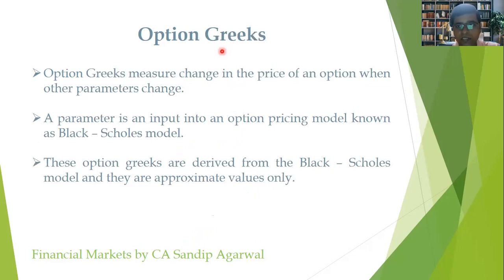So what are option Greeks? Option Greeks basically measure the change in the price of an option when these parameters change. Whenever there is a change in any of those 5 parameters, either delta, gamma, vega, theta, or rho, the price of an option also changes accordingly. And how are these option Greeks determined? They are determined with the help of a model known as the Black-Scholes model.